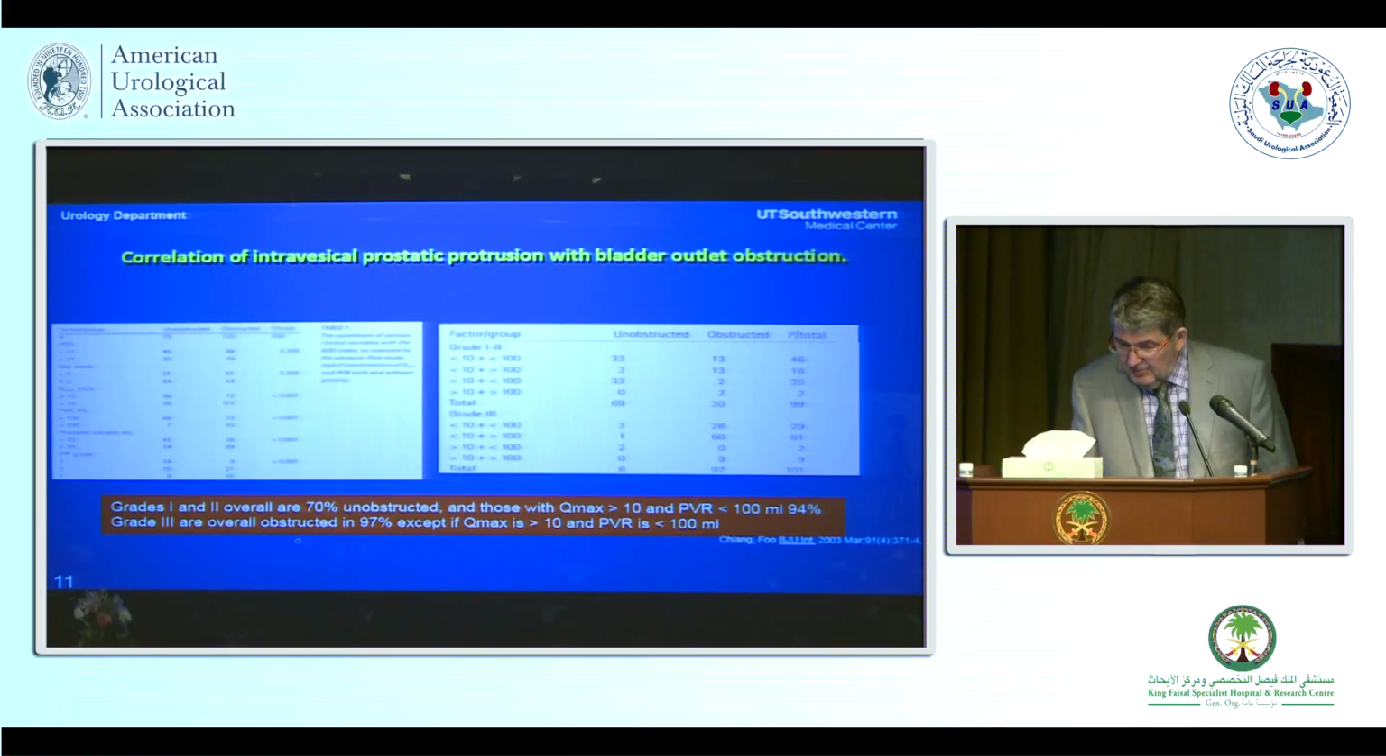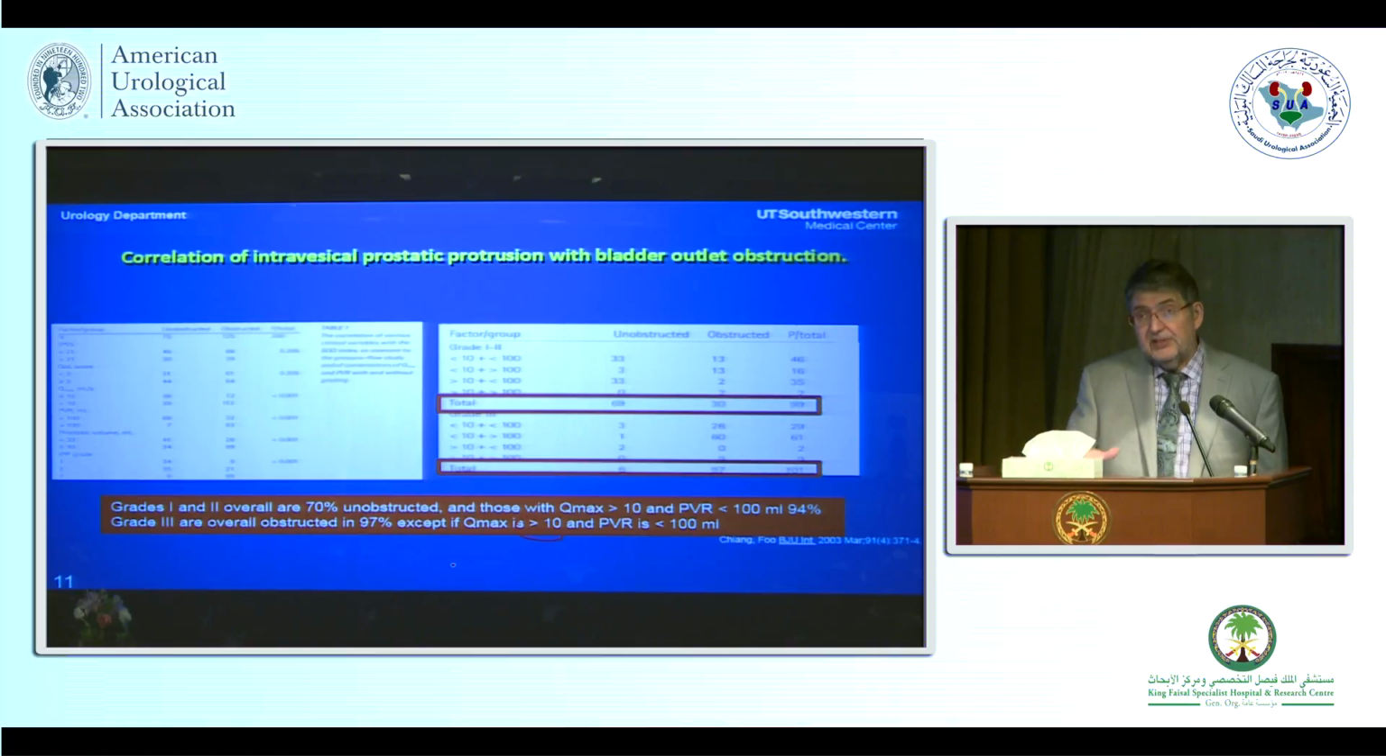He himself published already in 2003 that it correlates with obstruction. So, for example, if you have grade 1 and 2, 70% of men are unobstructed, and those with a peak flow of 10 and a low residual, nearly 95% are unobstructed. So if you have a pretty good flow rate and you don't have a substantial intravesical protrusion, obstruction is very rare. On the other hand, if it's a grade 3 obstruction, greater than 10 millimeter, most all are obstructed except those with an excellent flow rate and with no residual urine. The data are shown here.